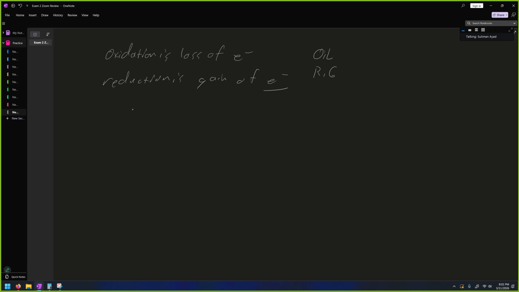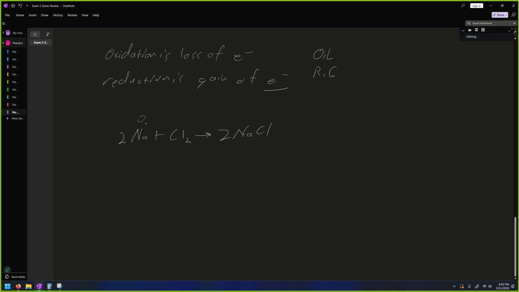Let's take a look at an example. If I took some sodium metal and combined it with some chlorine gas, I would make 2 sodium chloride. We need to evaluate what the oxidation numbers are for these elements before the reaction and after the reaction in order to determine which is oxidized and which is reduced.